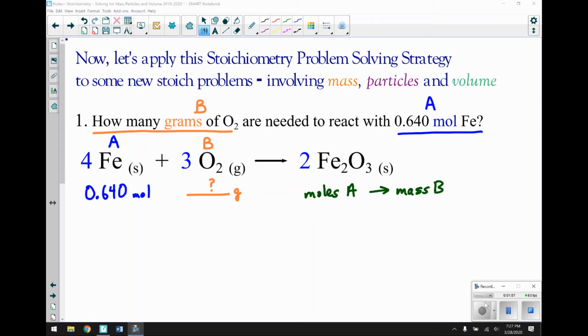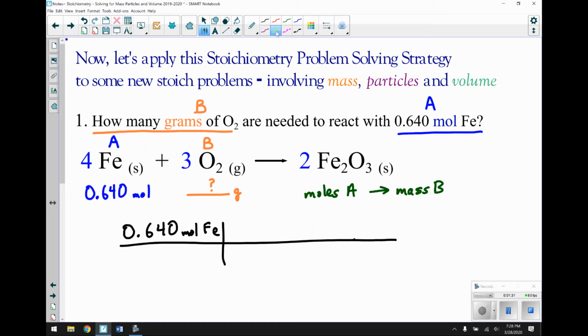So to diagnose this, it's a moles of A to mass of B stoichiometry. Again, whenever I think of mass, in the back of my head, I'm thinking molar mass. And so then I'm thinking that at some point, I'm going to need the molar mass of oxygen. So I'm going to start my problem with my given 0.640 moles of iron.